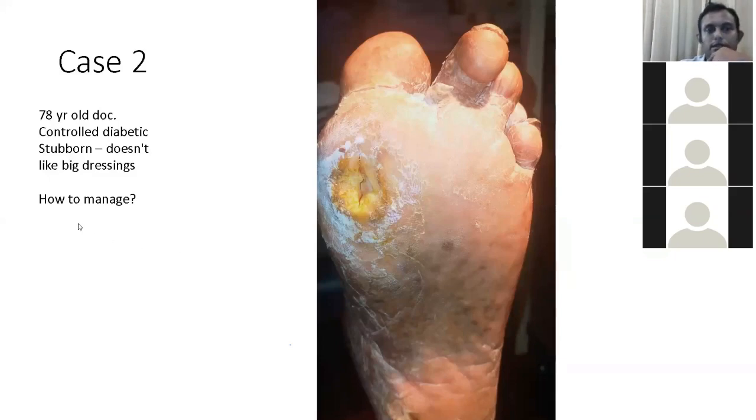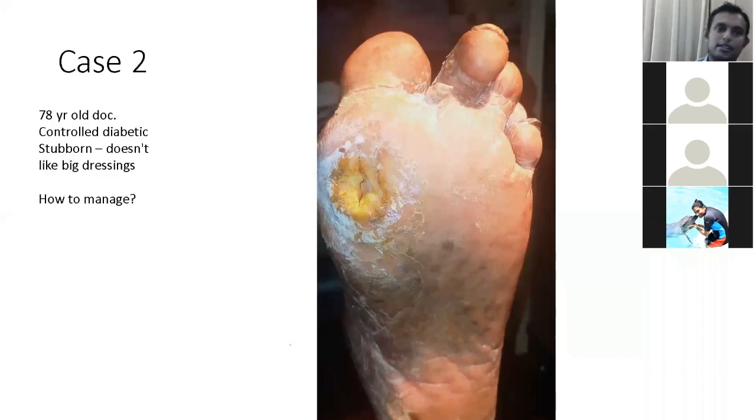So you see this foot. He's a 78-year-old consultant doctor, a controlled diabetic, and being a doctor is a little bit stubborn, and he doesn't like big dressings. So how do you manage this? What would be an ideal dressing? This doesn't give off a lot of exudate. This is epithelializing, this is healing. This was cavity healing actually.